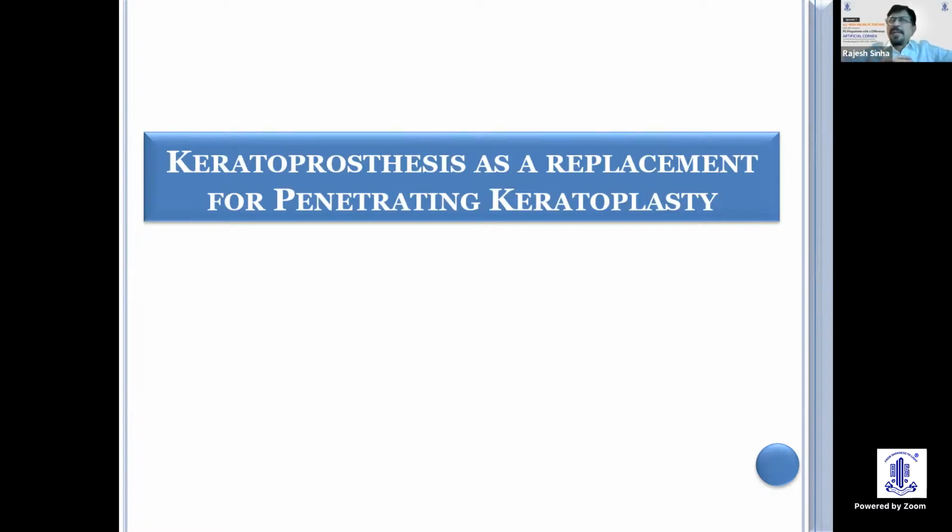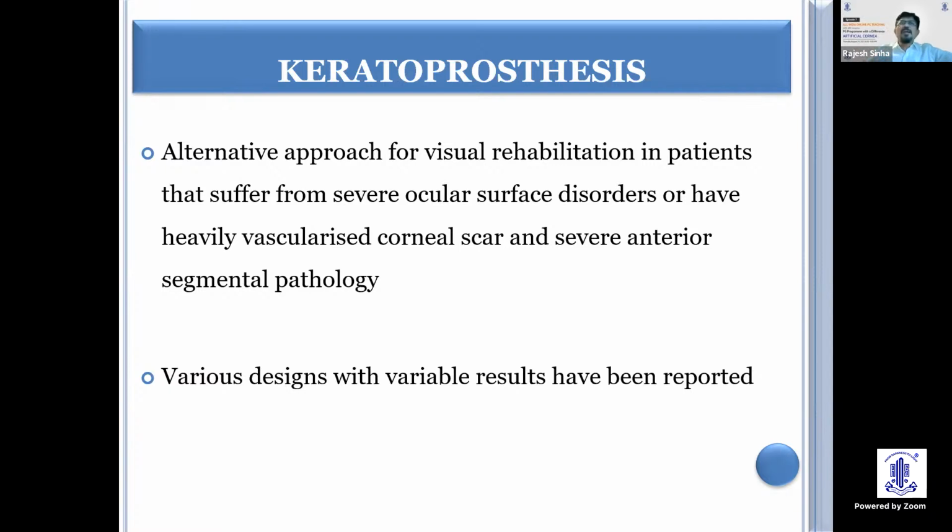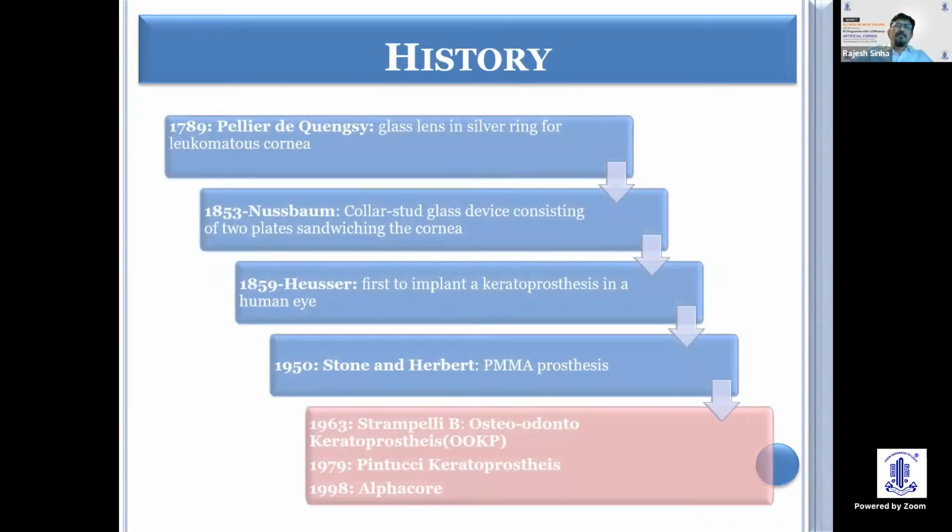Now, coming to the permanent keratoprosthesis, which is used as a replacement for penetrating keratoplasty. So we normally do penetrating keratoplasty in all corneal scars, but keratoprosthesis is an alternative approach. Why? As I said earlier, if the cornea is heavily vascularized, if there are multiple failures, if it's a dry surface, where penetrating keratoplasty will not survive, you can do a specific type of keratoprosthesis. So all these things can be handled by keratoprosthesis. There are various designs that have come up.